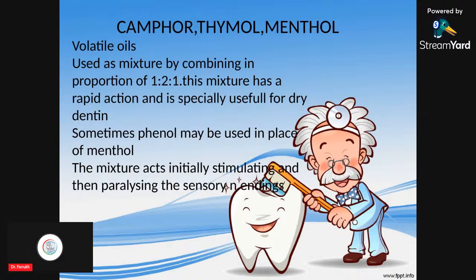Camphor, thymol, and menthol. These all three are volatile oils. Okay, used as mixture by combining in the proportion of 1:2:1. This mixture has a rapid action and is specifically useful for dentine and lean. Okay, sometimes phenol may be used in place of menthol. This mixture acts initially by stimulating and then paralyzing sensory endings.